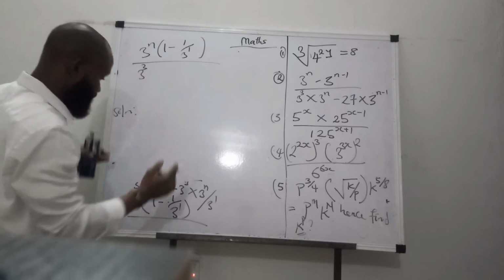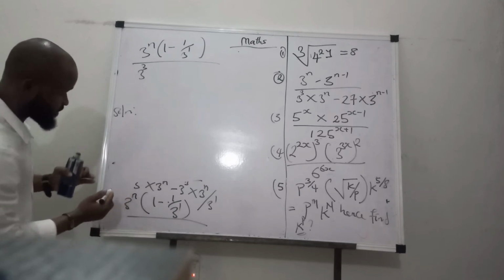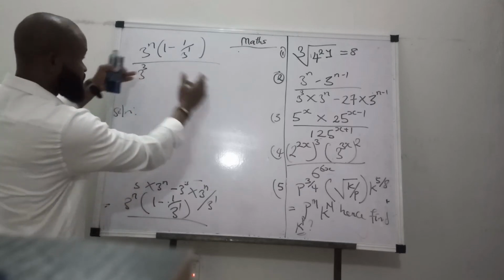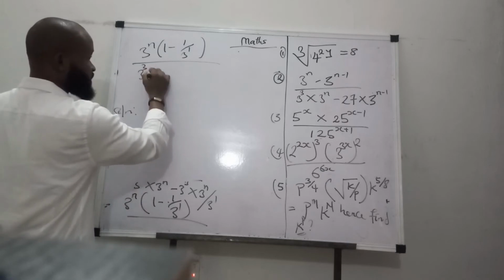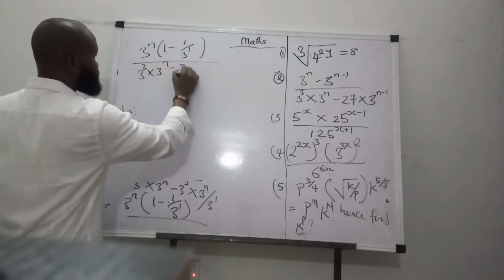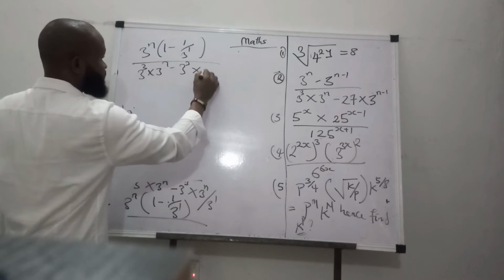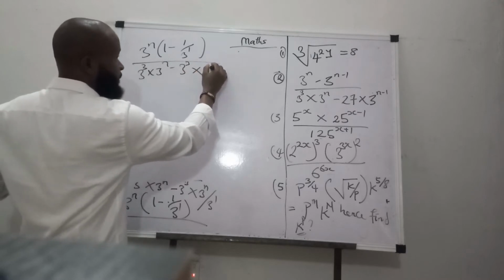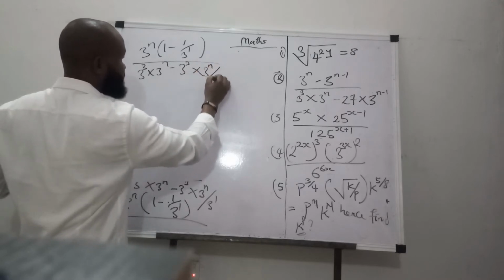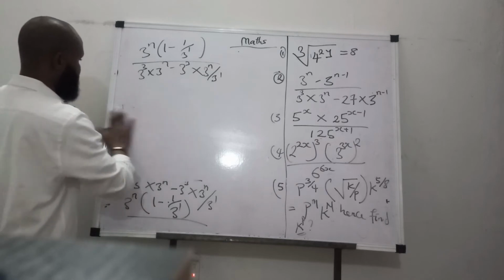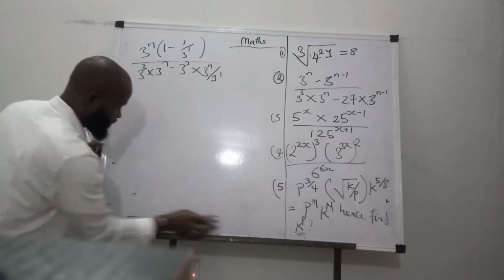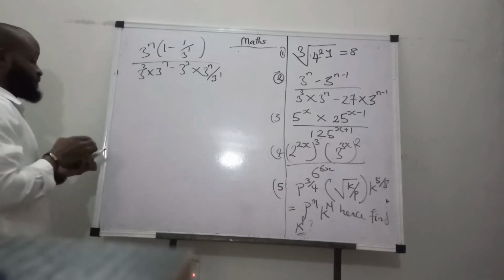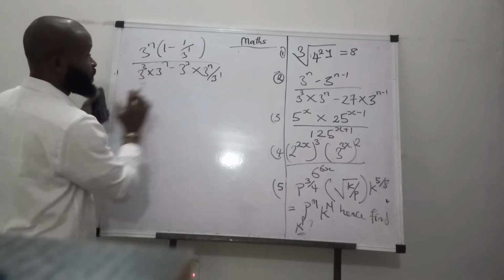And I said there are common bases, correct? Yes. Let me express it, because I must have cleaned something here. So we go ahead still by saying 3 raised to the power of n minus 3 multiplied by 3 raised to the power of n, divided by 3, 1. Therefore, we have common bases.